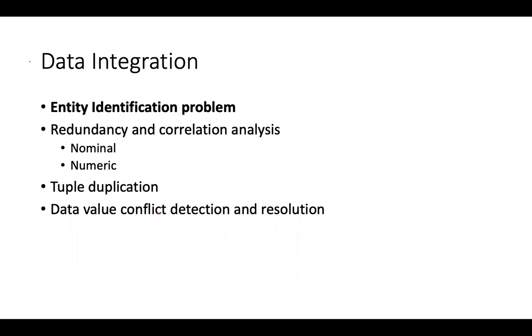Another issue here is redundancy and correlation analysis, where we can do different treatment for both nominal attributes and numeric attributes. Other issues you might encounter in data integration are duplicate attributes. We also have data value conflict detection and resolution. And then also you might add here irrelevant attributes. I'll just abbreviate that, irrelevant attributes.